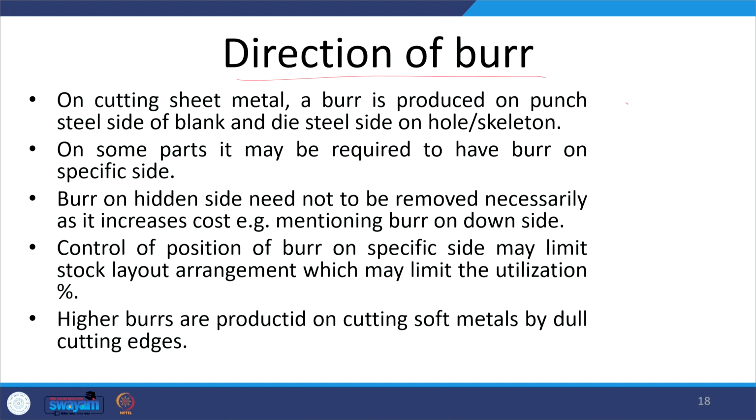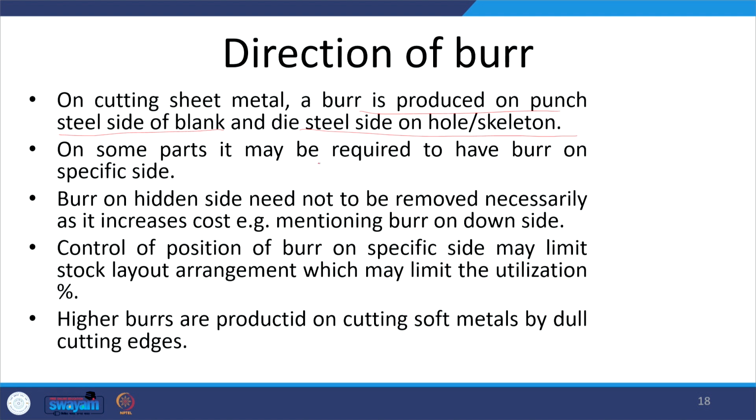Direction of burr is another thing. When the cut is made, we find it like this. So, this is the burr which is produced, then disc shape and then fracture zone. Which side the burr should be on is important, and if that is important, then it has to be mentioned. On cutting sheet metal, a burr is produced on the punch steel side of blanks and the die steel side of the hole or skeleton.